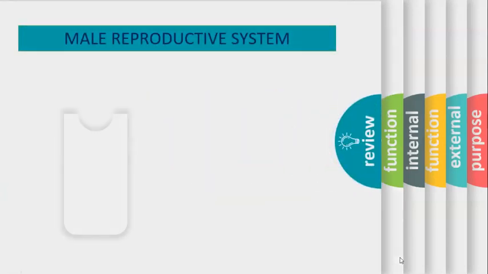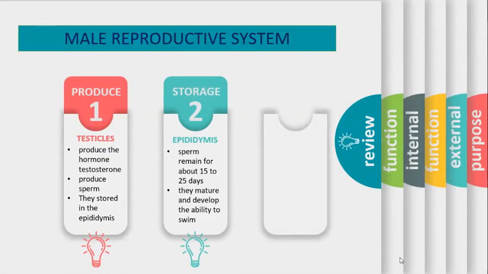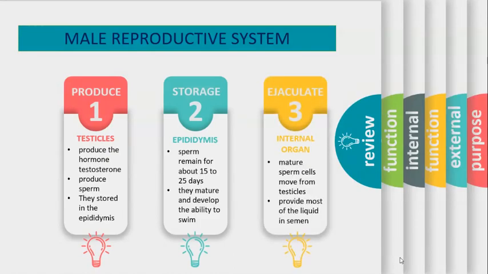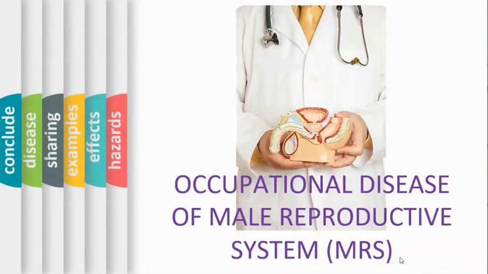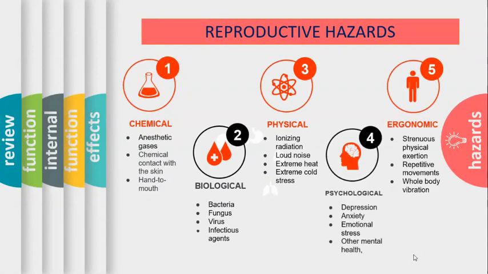In simple words, the MRS is responsible for the production, storage, and ejaculation of sperm. Next, let's understand about the occupational diseases. There are five main reproductive hazards: chemical, biological, physical, psychological, and ergonomic hazards.